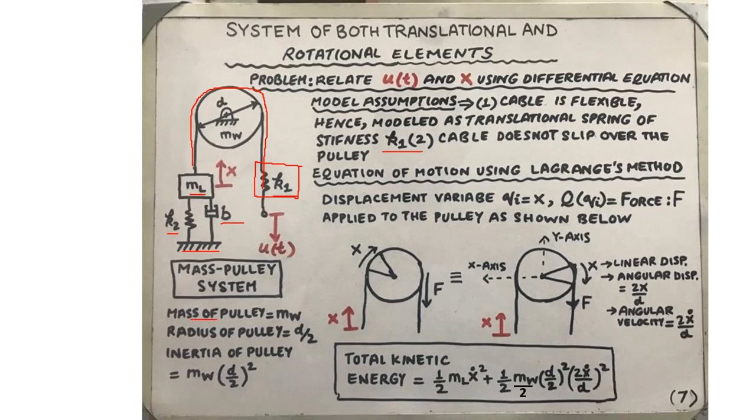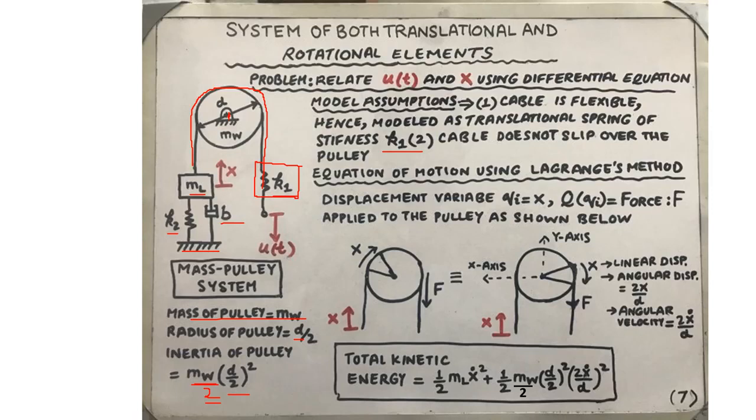The mass of the pulley is mw, and remember that the pulley is modeled as a wheel rotating about its fixed axis. The diameter of the pulley is d, therefore the radius of the pulley is d over 2. The inertia of a pulley is taken as mw over 2 times the radius square, which is d over 2 whole square. So there's a typo here. It really should have been mw divided by 2. That's because the pulley has been modeled as a cylindrical disc.